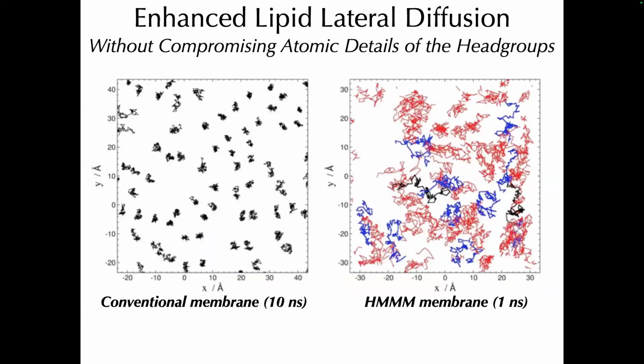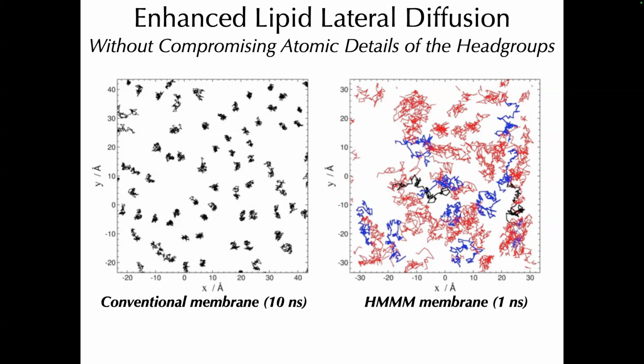And what does it mean? It means that here is a comparison of a 10 nanosecond simulation of a traditional conventional membrane, where, as we discussed, lipids are not going anywhere, they're just staying where they are, compared to a 1 nanosecond HMMM membrane in which you can clearly see lipid displacement and mixing during the simulation. So we can really expect to have a nice heterogeneous membrane.